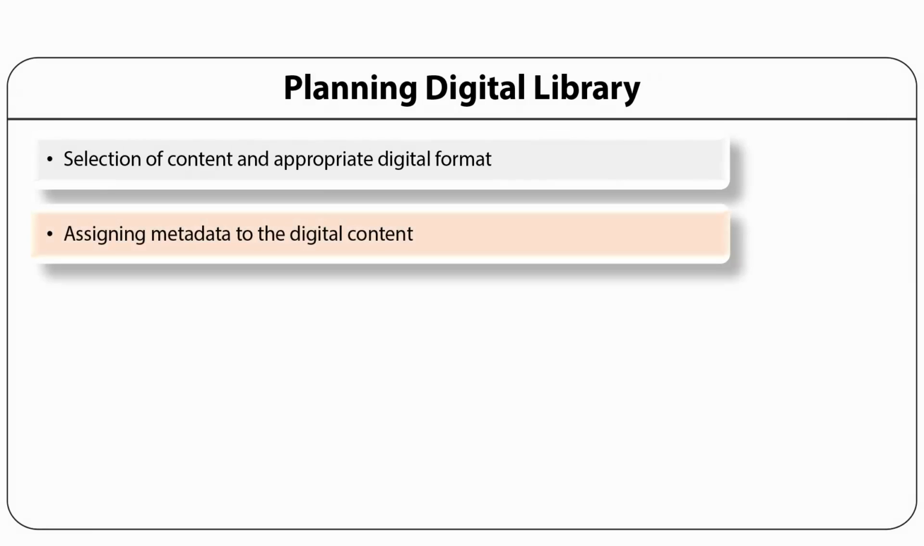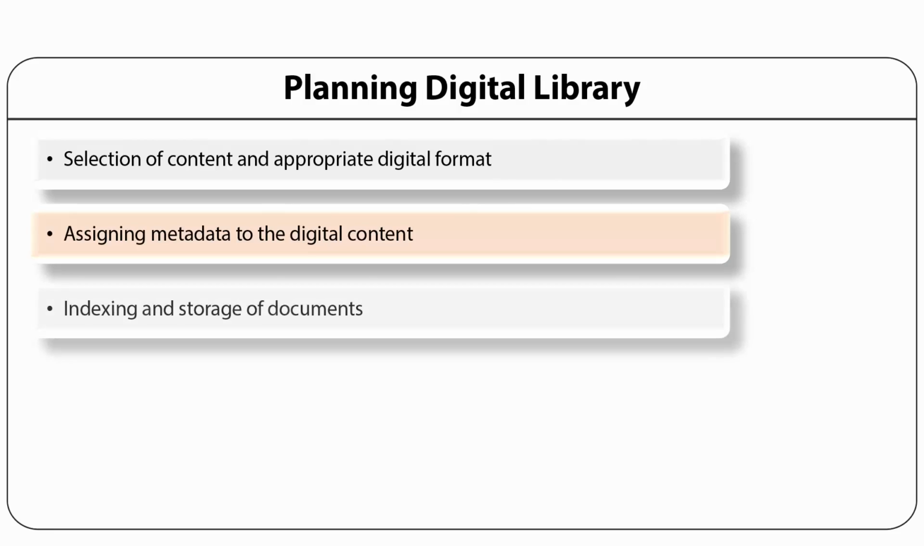Second one is assigning metadata to the digital content. Assigning metadata to the digital documents being added to the collection, that is author, title, publisher, publication date and place, etc. in the case of books. For other documents, the metadata may differ, that is journals and thesis dissertations, etc. Next is the indexing and the storage of documents. Indexing and storage of documents and metadata for enabling efficient search and retrieval of digital documents. So this is a major portion where exactly the indexing is happening and how efficiently we can search.